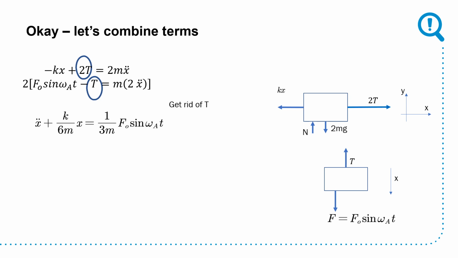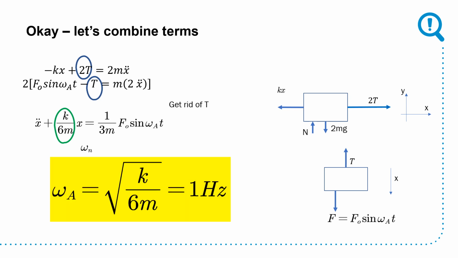It's skipping a step, but not a major step. But from that, I know what the natural frequency of the system is, which is going to be square root of k over 6m, and that's the answer that I'd be looking for in this particular problem. So again, everything is going to depend on setting up your equations of motion correctly, getting all of your terms together, and then solving through for everything.